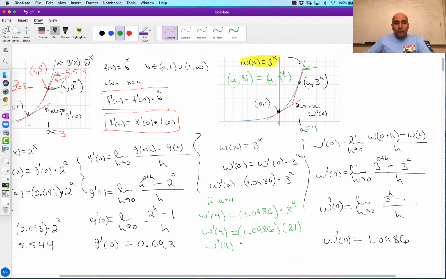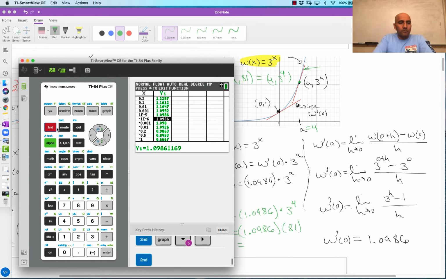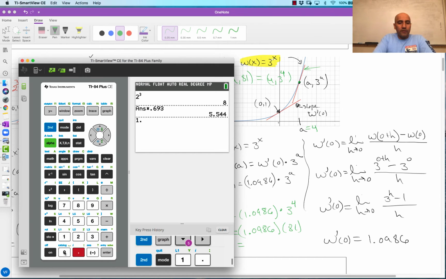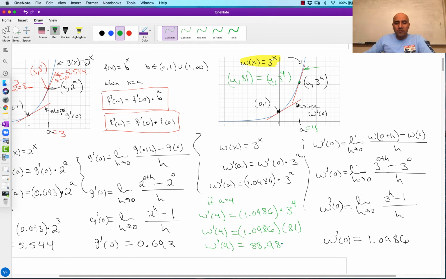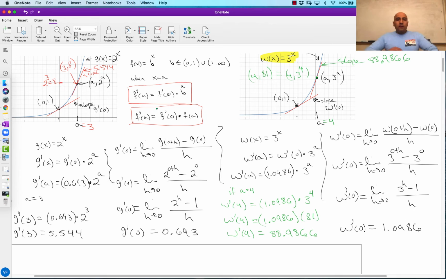So w prime at 4 equals, let's get our calculator. 1.0986 times 81. There. The slope at that point is going to be 88.9866. Okay, so the slope here, which is equal to the derivative, is going to be equal to 88.9866. Okay, let's recap what we've done.